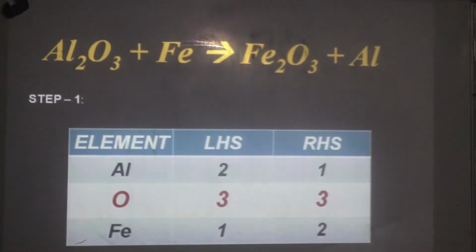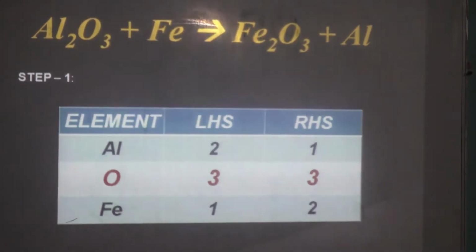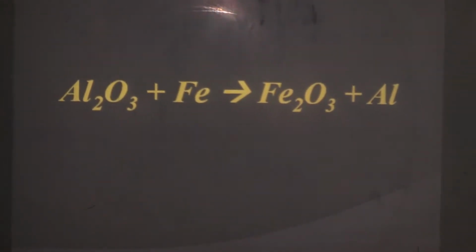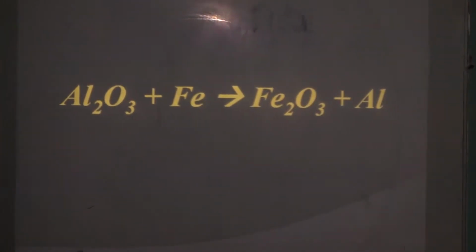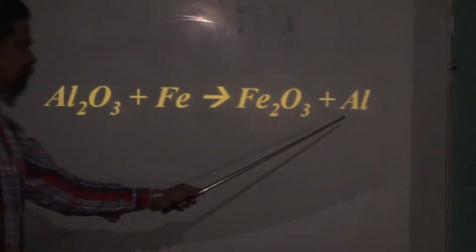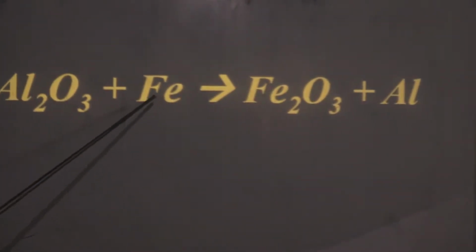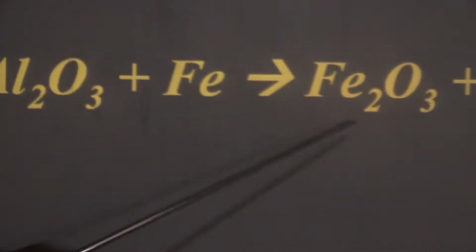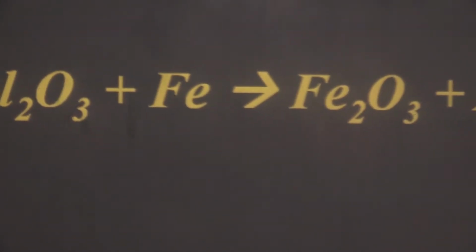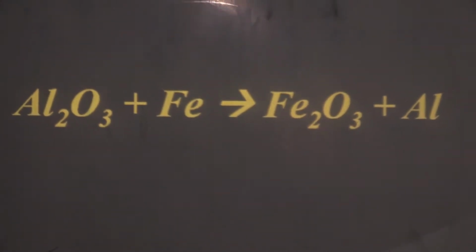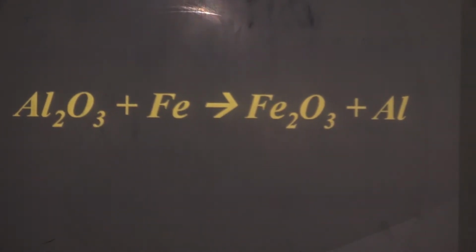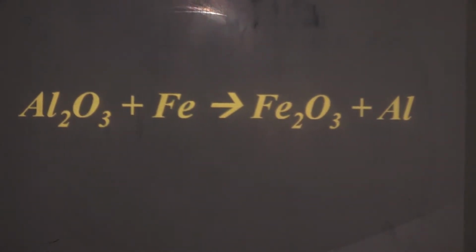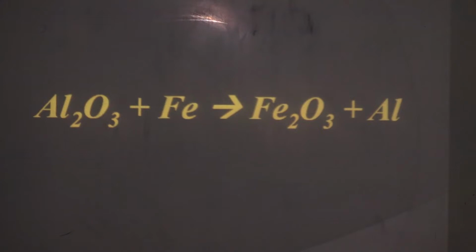Now what is the need of balancing? Here you observe. Here we have two aluminium atoms, here only one aluminium atom. Here one ferrous atom, here two ferrous atoms. Three oxygen atoms, three oxygen atoms. And you studied about the law of conservation of mass in our 9th class. That is, before the reaction and after the reaction, the total mass of the system must be constant. That is the law of conservation of mass. That must be observed in this reaction. So we have to balance the chemical equations to fulfill that law.